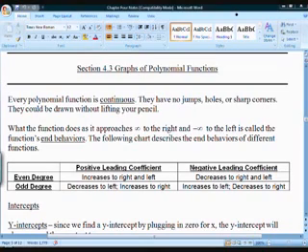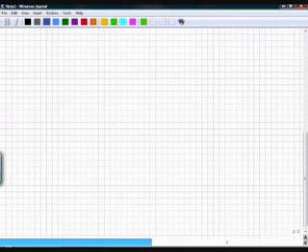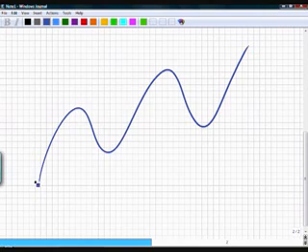Section 4.3, Graphs of Polynomial Functions. Every polynomial function is continuous. What this means is that they have no jumps, holes, or sharp corners. They could be drawn without lifting your pencil. Every one of them. So all these polynomial functions are going to look something like this.